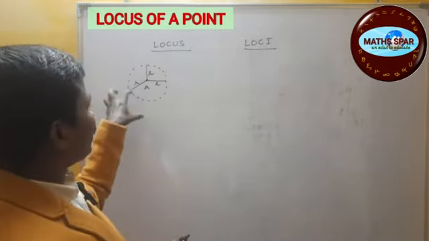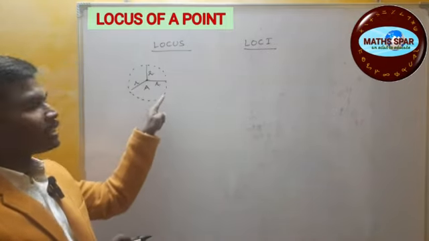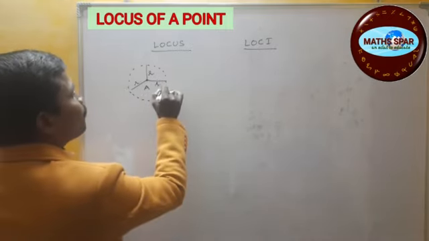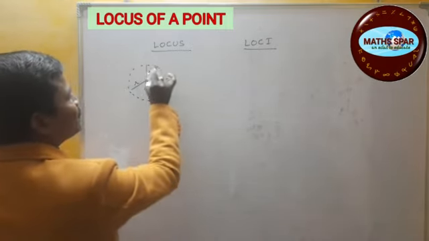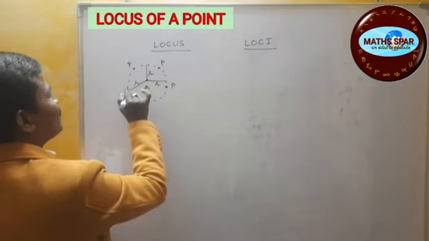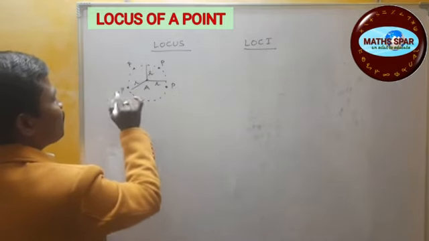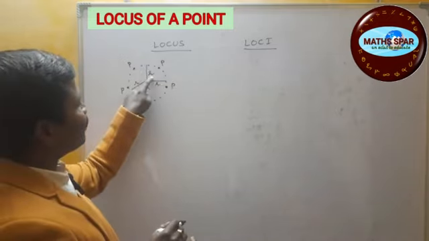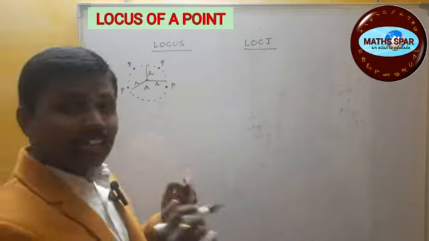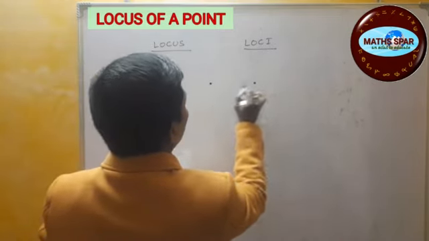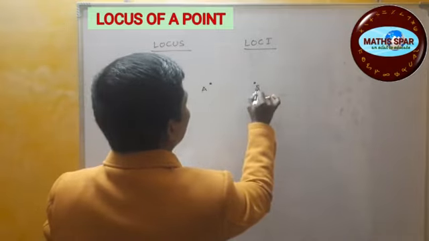So locus of a point is the path traced by moving one particular point which moves according to a given geometrical condition, that is radius. Then locus of a point that is equidistant from two fixed points A and B.